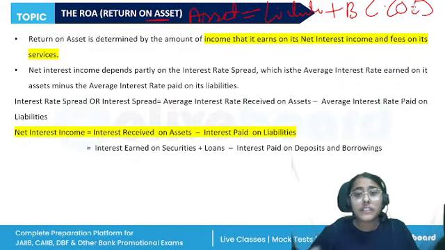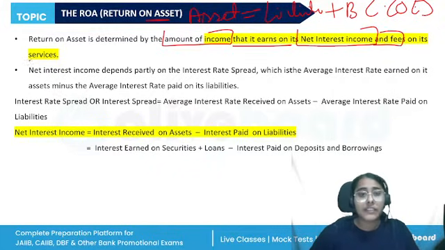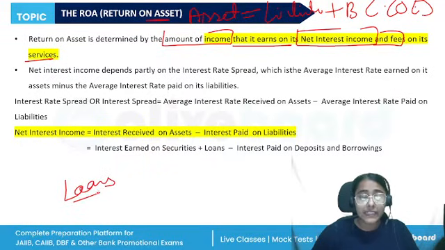All right. So the first measure of profitability is the return on assets, ROA, which is determined by the amount of income that it earns on its net interest income and fees on its services. Why net interest income? Because banks receive interest on their assets, on the loans and securities, plus they also have to give interest on the deposits that they hold for their customers. So interest which is received on loans minus the interest which is paid on liabilities. This will be the net interest income.